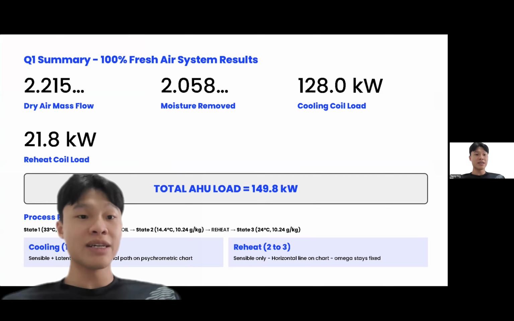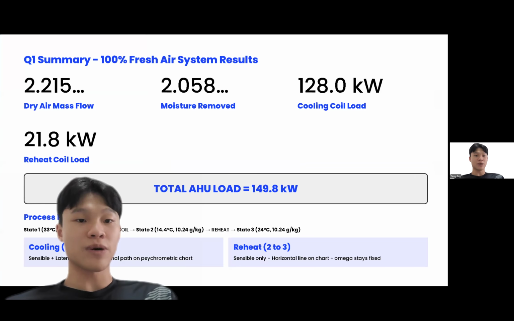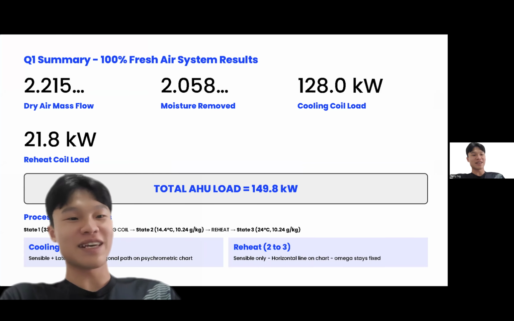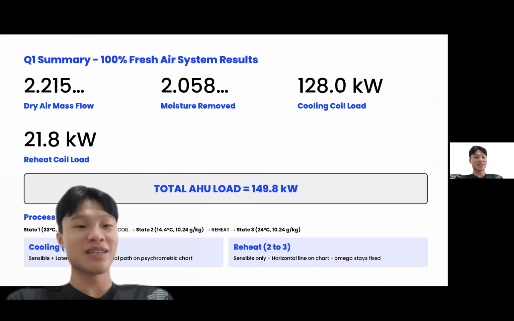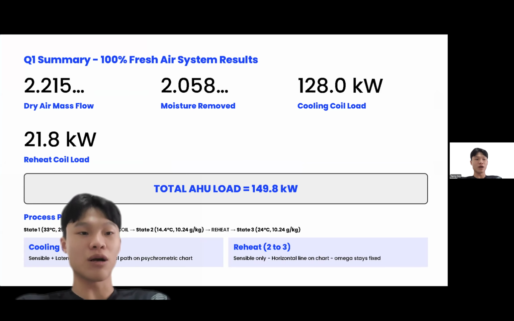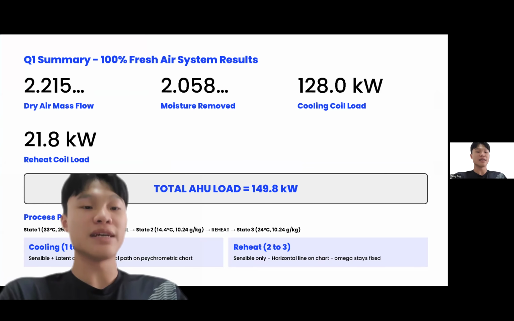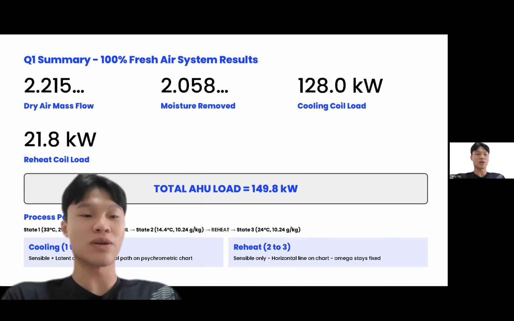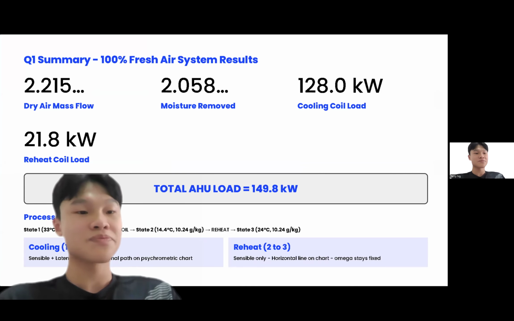Okay, so the summary. Here's a complete summary for question 1. The 4 key results are dry air mass flow of 2.215 kilograms per second, moisture removal of 2.058 kilograms per minute, cooling coil load of 128 kilowatts, and the reheat load of 21.8 kilowatts. The total AHU load for the 100% fresh air system is 149.8 kilowatts.